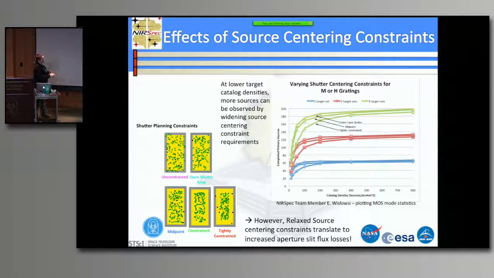So if you open up your shutter area, you can gain in sources, but you're relaxing the throughputs. Relaxed source centering constraints translate to increased aperture flux losses. At low catalog target densities, you can get more sources by relaxing those centering constraints. At high target densities, you've got so many targets to choose from that you can max out the shutter space even with a constrained plan, so there's less of a gain at high source densities.